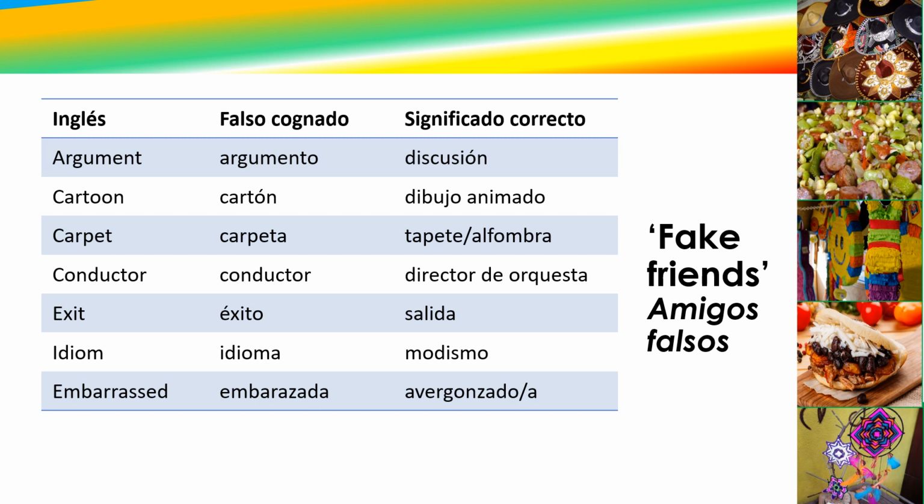Now let's look at the other one, carpet. Many a time we may see carpeta and think it is carpet, pero no es así. The correct word to use is tapete o alfombra. Carpeta, on the other hand, means folder. Conductor. And we have the false cognate conductor. Conductor in Spanish is director de orquesta.